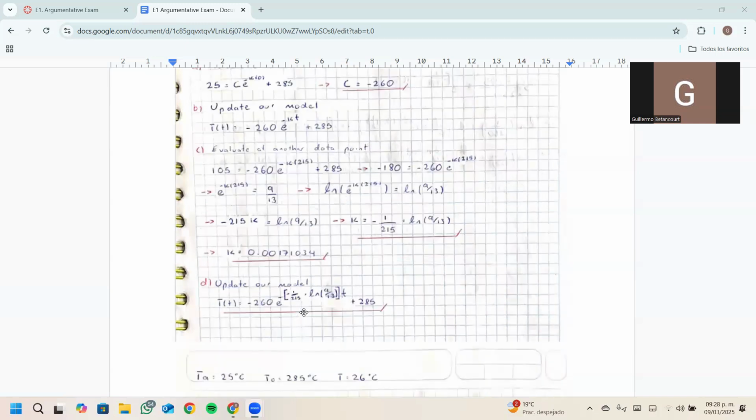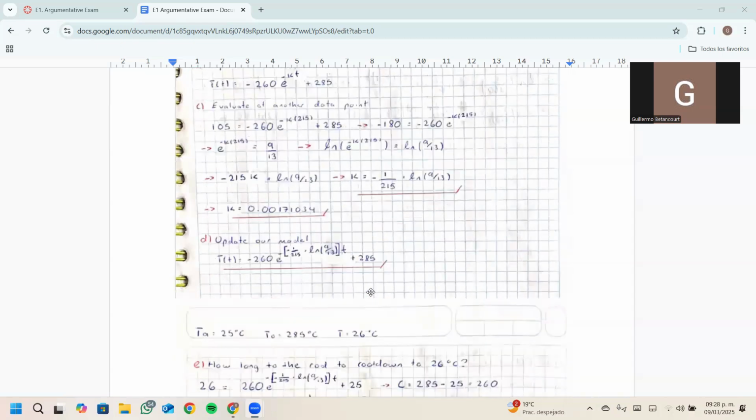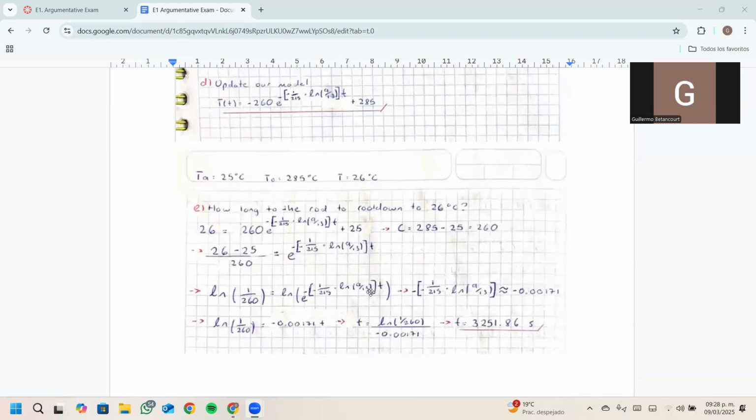And another update to our mathematical model, now with the values of C and k in it, and then we can solve the problem of how long it takes for the rod to cool down to 26 Celsius degrees. It's the same. We have to get the t, so we put all our values previously obtained, and then we have to get rid of the exponential, making use of the natural logarithm. Then we solve for t, and the t gives us 3251.86 seconds.